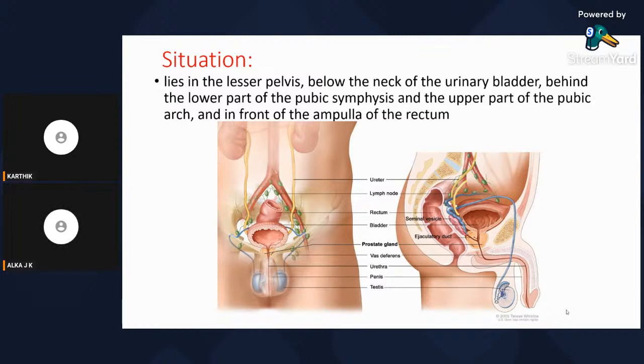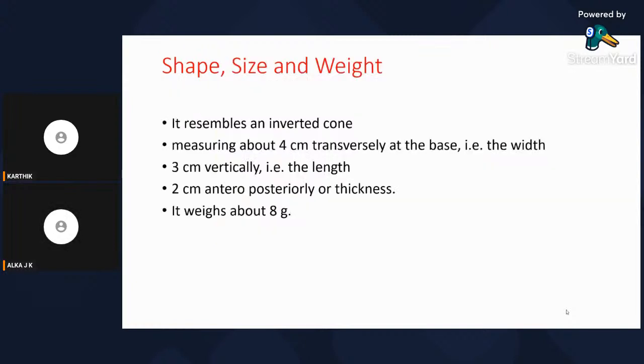That means where this prostate is located. So first, remember, it is present in lesser pelvis. Where in lesser pelvis? Just below the neck of urinary bladder, behind the lower part of pubic symphysis and upper part of pubic arch, and in front of ampulla of rectum.